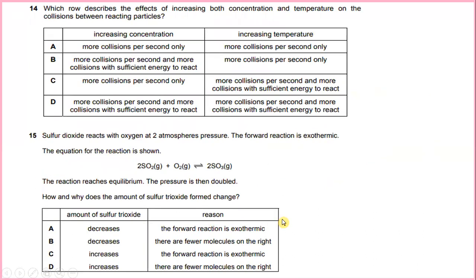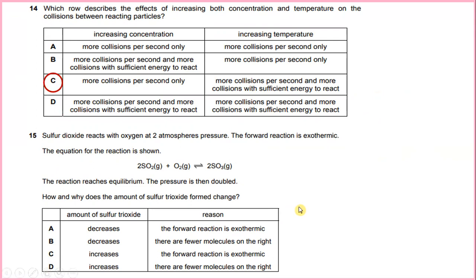Which row describes the effect of increasing concentration and temperature on the collisions between reactive particles? I would say that the answer will be C. There are more collisions per second when there is increasing concentration, and more collisions per second and more collisions with sufficient energy to react when there is increasing temperature.